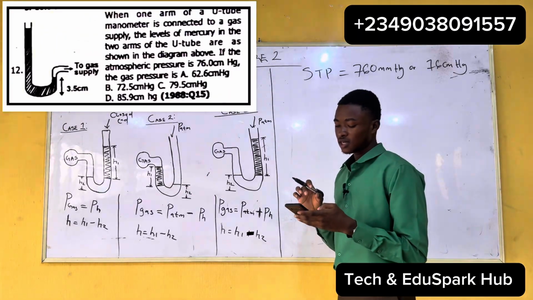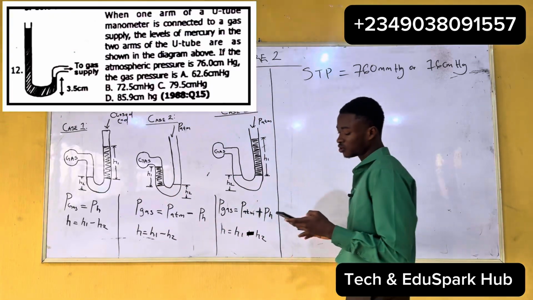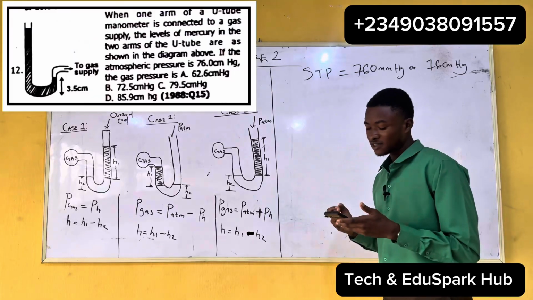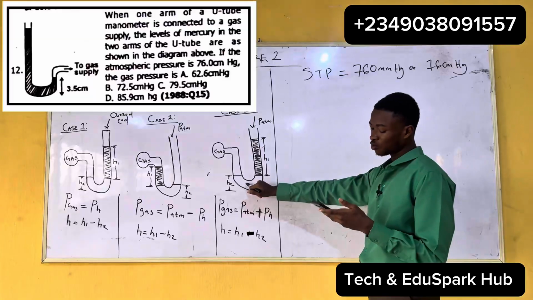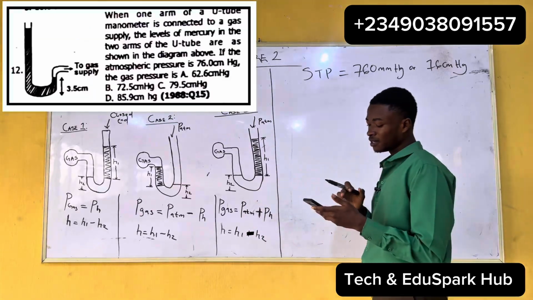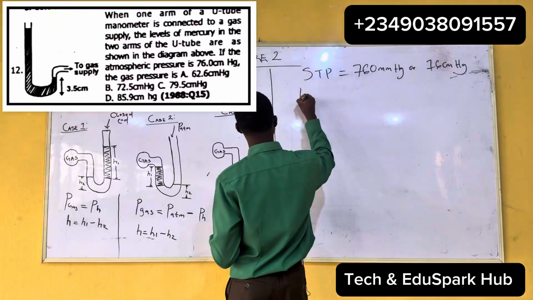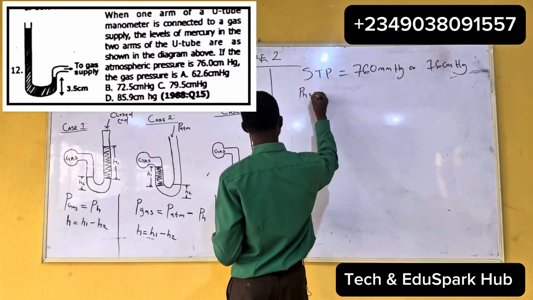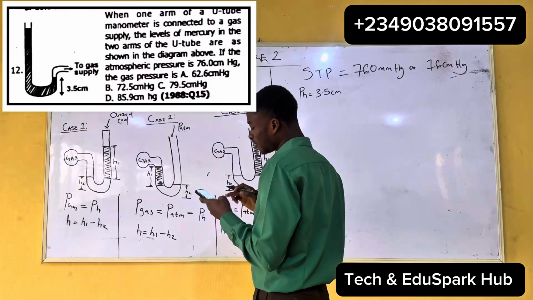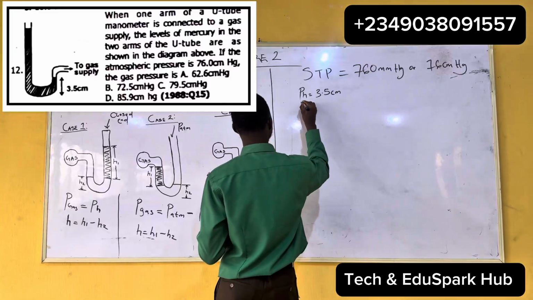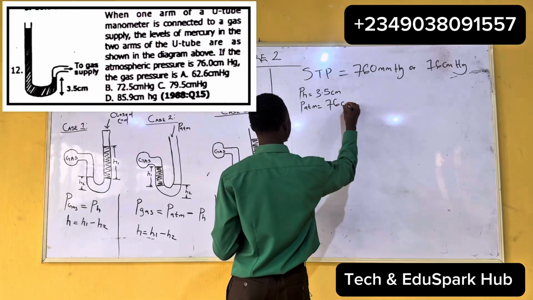So in this case, looking at this diagram, what case do you think will be applied, as shown on the screen? If you observe this question very well, you can see the height of the liquid column is longer than the height of the gas column. So the height in this question is 3.5 centimeter, so the pH is equal to 3.5 centimeter. And secondly, we are given the atmospheric pressure, which is the PATM, equal to 76 centimeter mercury.